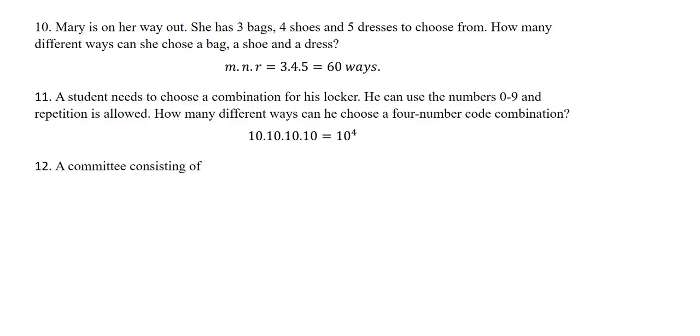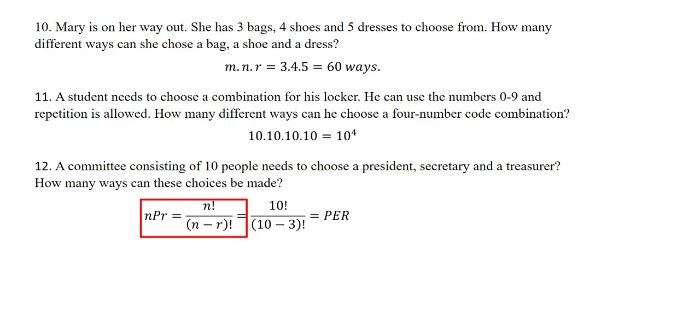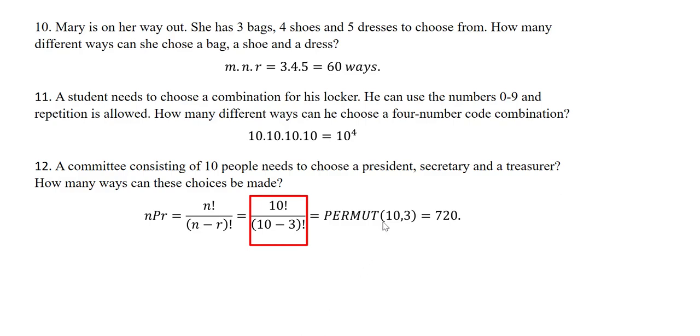Next question says a committee consisting of 10 people needs to choose a president, secretary, and treasurer. How many ways can these choices be made? In this case, we're going to be using permutation because the order will matter. For the 3 people we are choosing, it would matter whether they are the president, secretary, or treasurer. So we're going to be using permutation. My N is 10 and my R is 3 in this case. Again, you can go into any cell in Excel and type permut, then your N, which is 10, and your R, which is 3. And this will return 720.